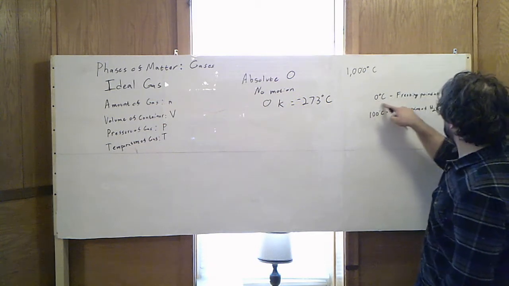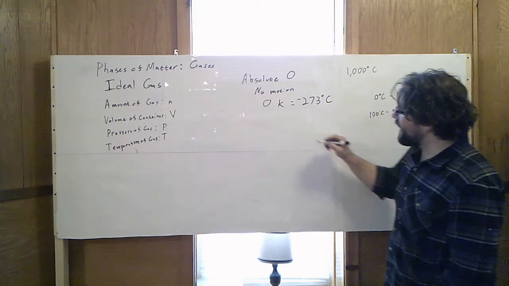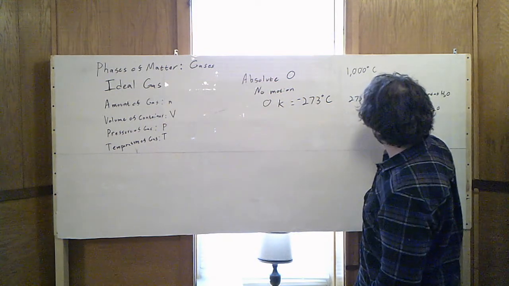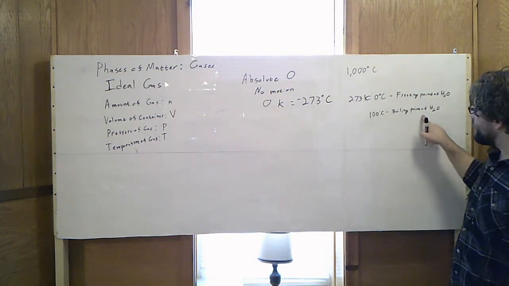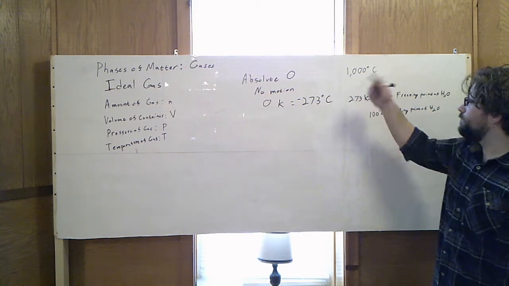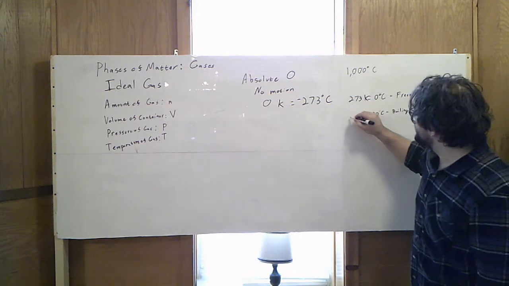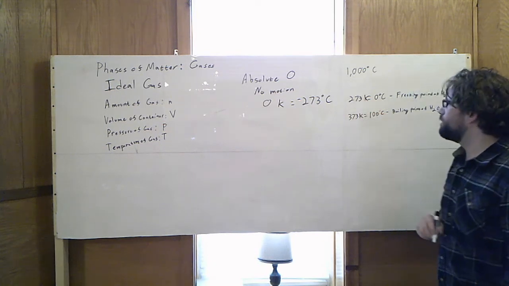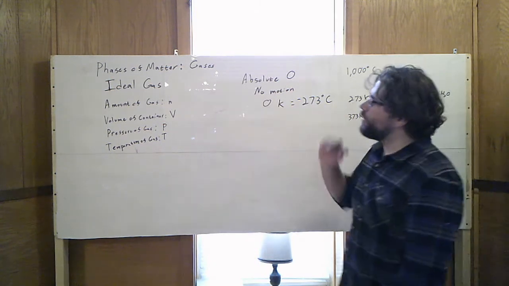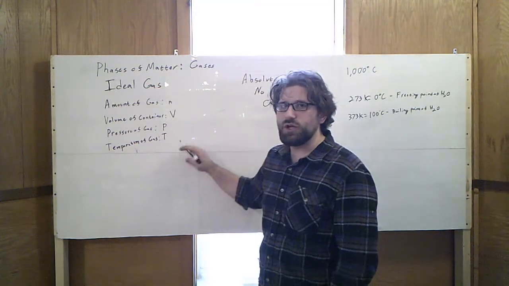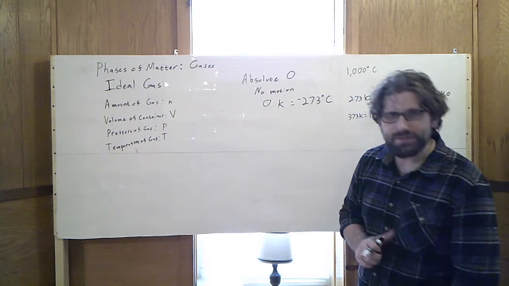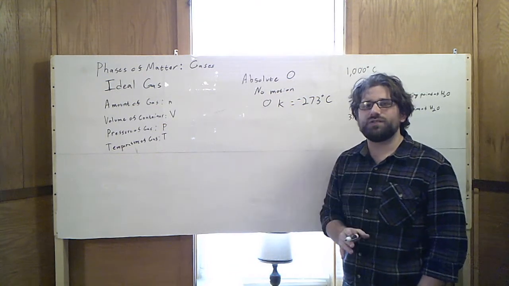So really, the freezing point of water is actually 273 Kelvin. The boiling point of water, well, that would be 273 plus another 100, that's 373 Kelvin. All right. So those are the variables that we need to know. Using that, you should be able to answer the questions on this first sheet. If you have any questions, let me know.